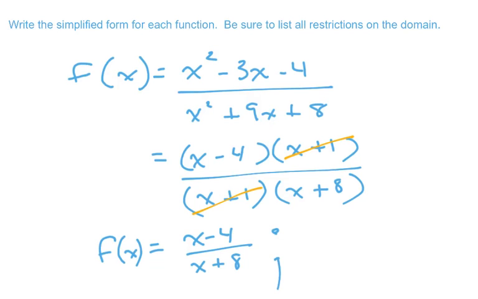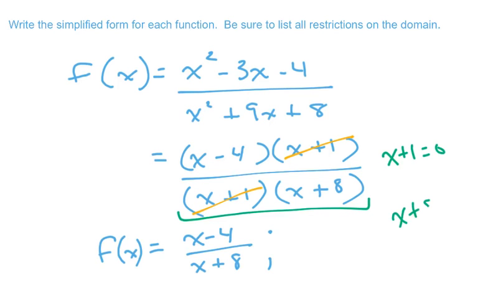However, we have to also list, that was supposed to be a semicolon, we have to also list the restrictions in the domain, but if we look at this whole denominator, we could apply the principle of zero products at x plus 1 equals 0 and x plus 8 equals 0.